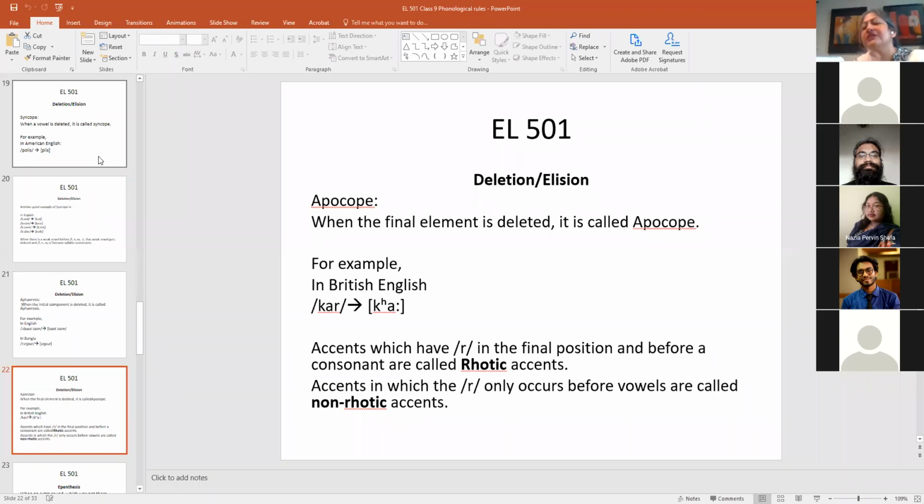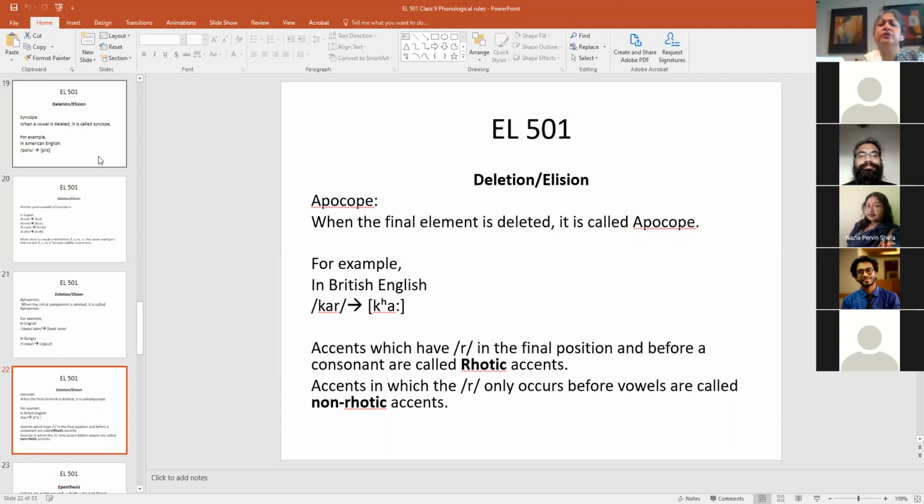If you look at the three types of deletion, it's very easy to remember. Syncope is only a vowel that is deleted from anywhere in the word. Apheresis can be either a consonant or a vowel, but it must be deleted from the initial position of the word. And apocope, again, can be a consonant or a vowel, but it must be deleted from the final position of the word. So it is very easy to remember what these three different types of deletion are.